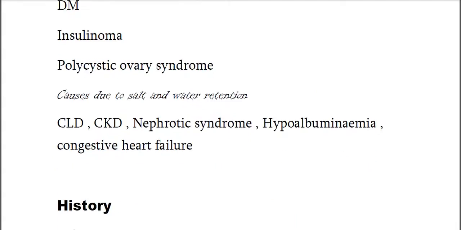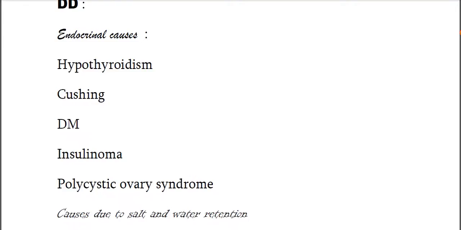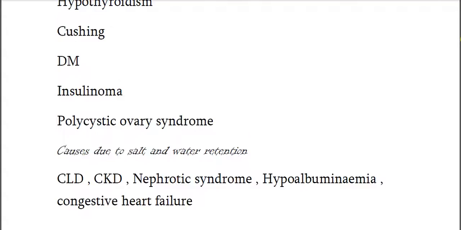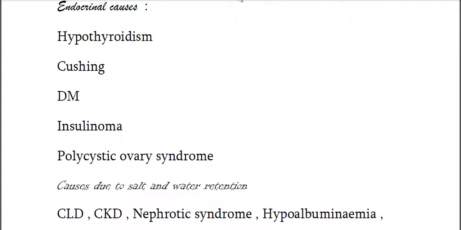and then systemic causes, or causes due to salt and water retention: chronic kidney disease, chronic liver disease, congestive heart failure, nephrotic syndrome, any cause causing hypoalbuminemia. So now I wrote a very good differential diagnosis for my case that I'm going to discuss with the patient. Hypothyroidism, Cushing, pseudo-Cushing, diabetes mellitus, insulinoma, polycystic ovary syndrome, chronic liver disease, chronic kidney disease, chronic heart disease, nephrotic syndrome, hypoalbuminemia.